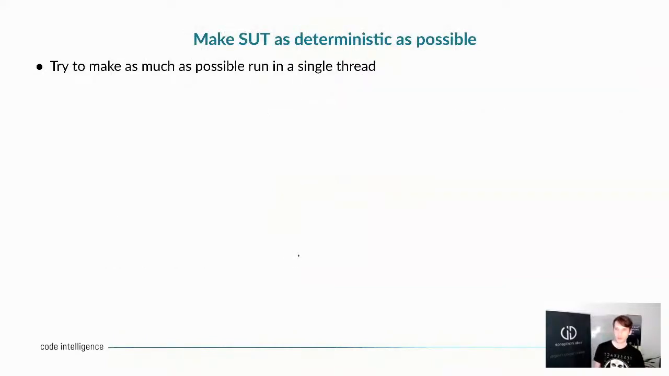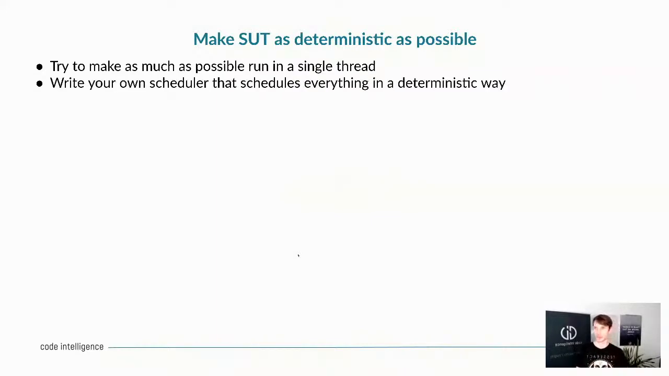So let's talk about the first step, how to make your software under test as deterministic as possible. The first thing is obvious, try to make as much as possible run in a single thread. But of course, you don't really want to change the behavior of your application. What this means is usually you have to write your own scheduler.